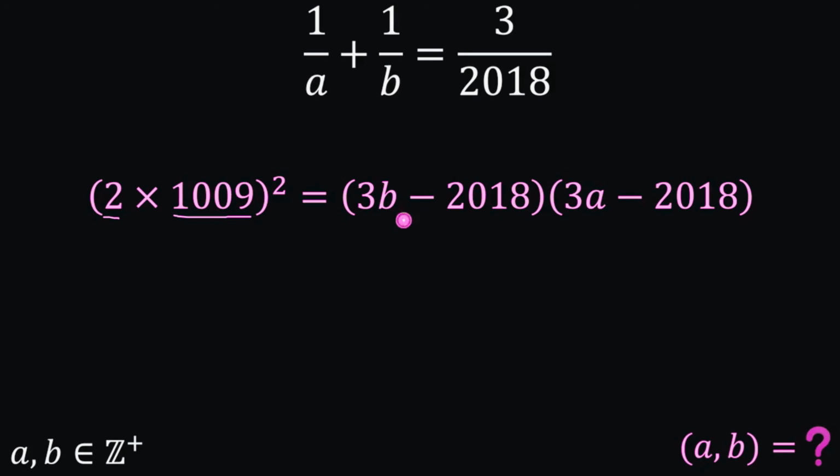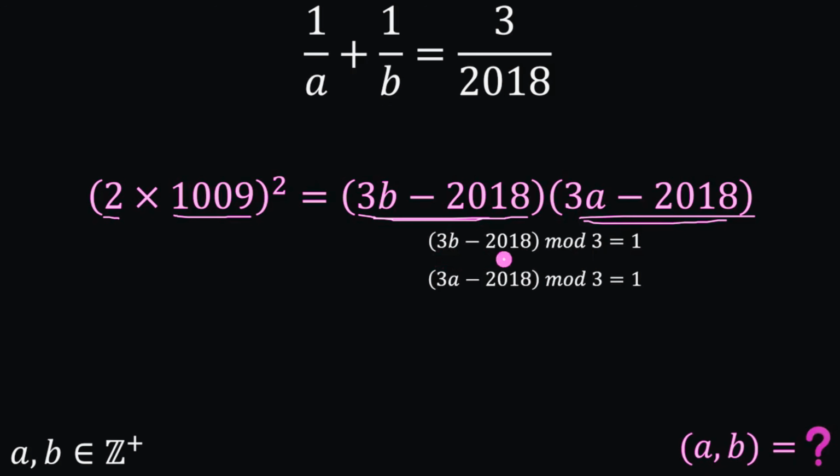Now, another observation is this 3b minus 2018 and 3a minus 2018. If we divide those numbers by 3, we get a remainder of 1. Or simply, we can say that 3b minus 2018 mod 3 equals 1, or 3a minus 2018 mod 3 equals 1. Or simply, if we divide all of these numbers by 3, we get a remainder of positive 1.